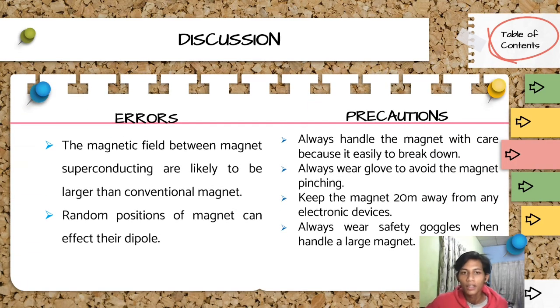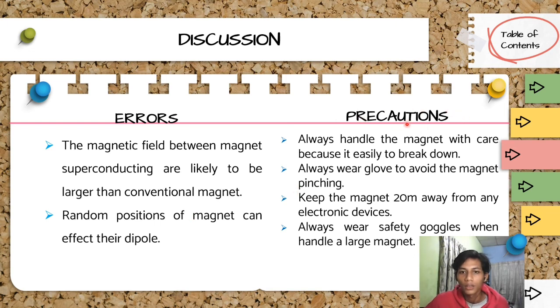Now for the discussion of this experiment. From the errors, the magnetic fields of superconducting magnets are likely to be larger than those of conventional magnets. The second one, the random position of the magnet can affect its dipole, which means the magnetic field can have multiple poles because the position of the magnet is randomly placed.